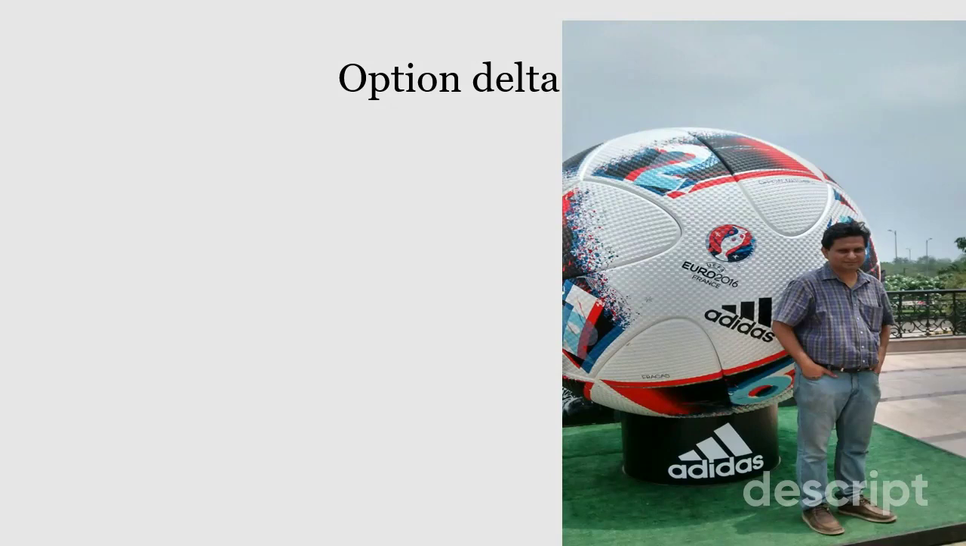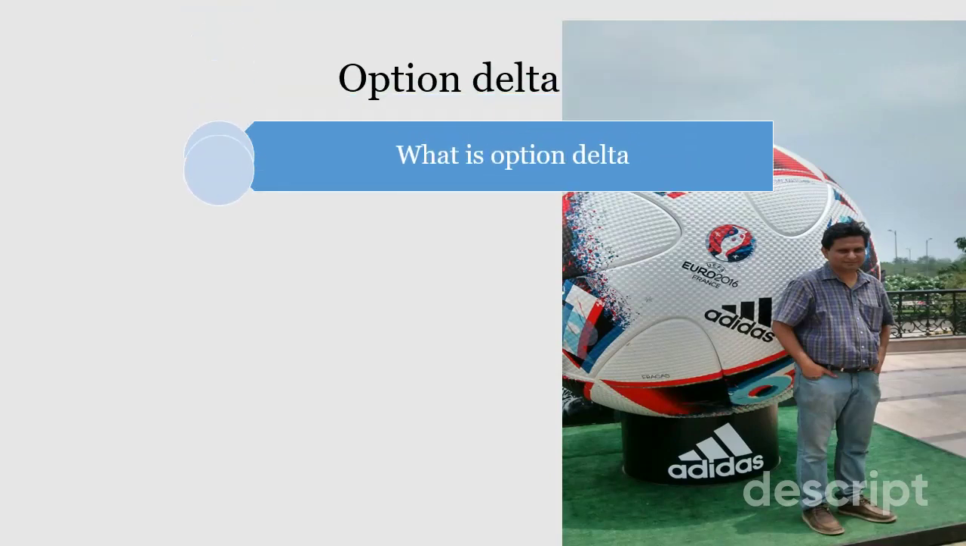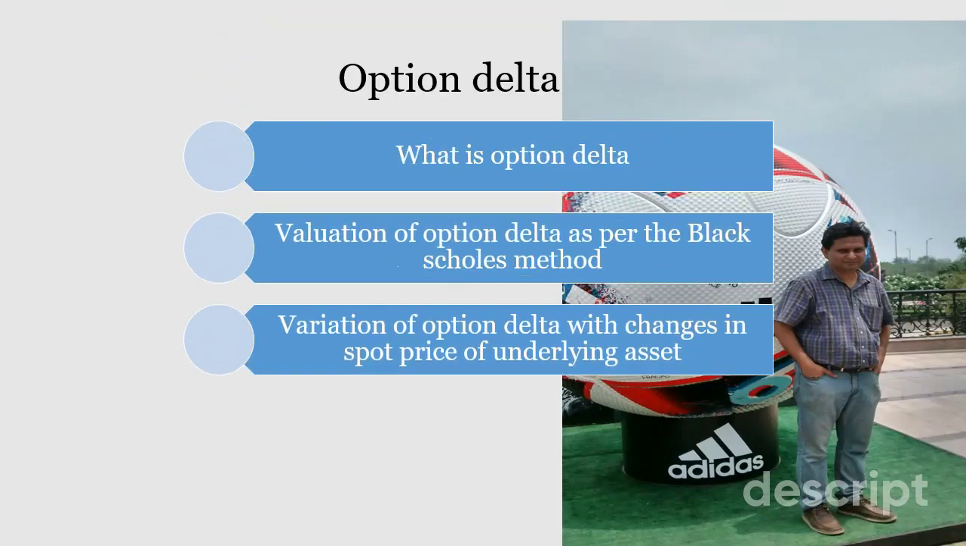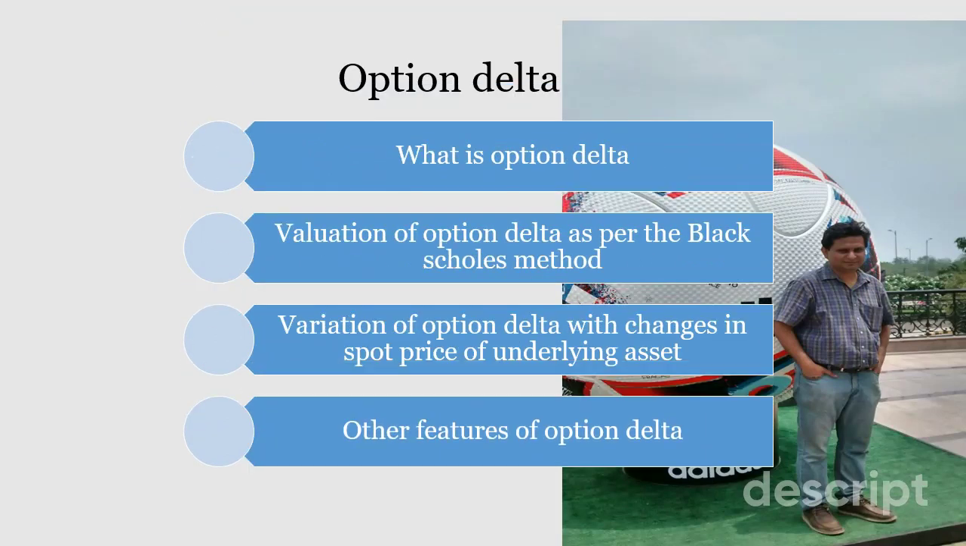The following areas would be broadly covered in this presentation. What is option delta? Valuation of option delta as per Black-Scholes method. Variation of option delta with changes in spot price of the underlying asset. Other features of option delta.